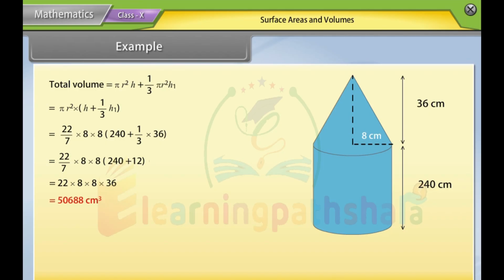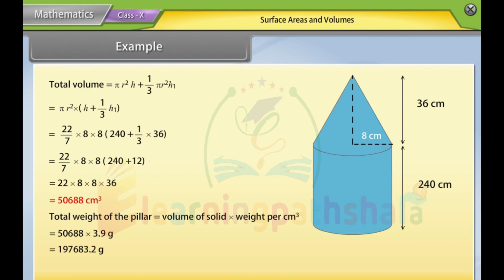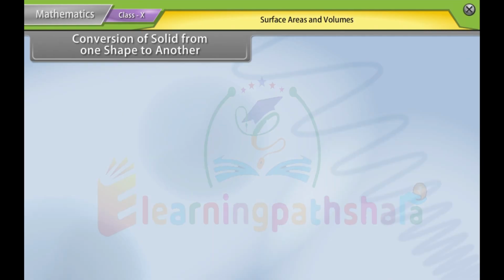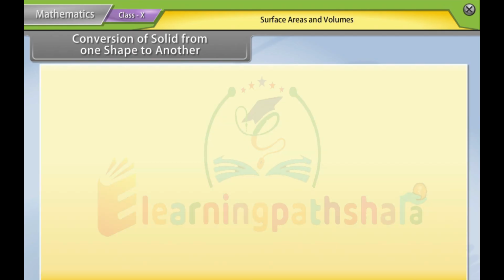50688 cm³. Now the total weight of the pillar is equal to the volume of the solid into the weight per cubic centimeter. This is equal to 197683.2 grams or 197.6832 kilograms.